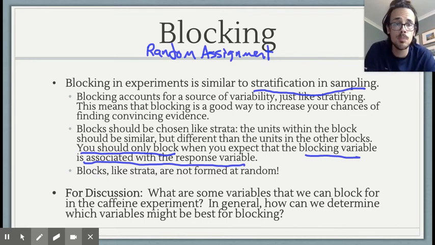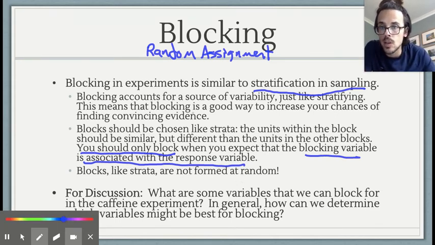So if you block poorly by a variable, it doesn't have to be as ridiculous as my example right there. But if you block by something that doesn't actually matter, you run the risk of fragmenting your data too much to find anything meaningful. And blocks are not formed at random. They are chosen in advance by the experimenters.